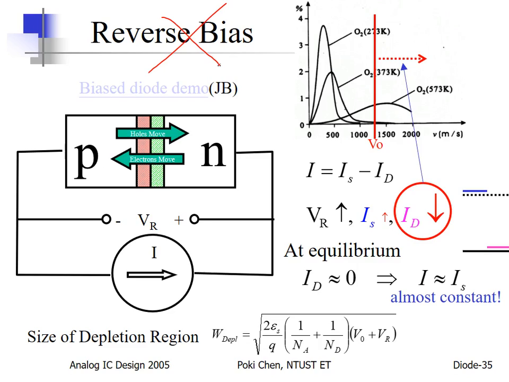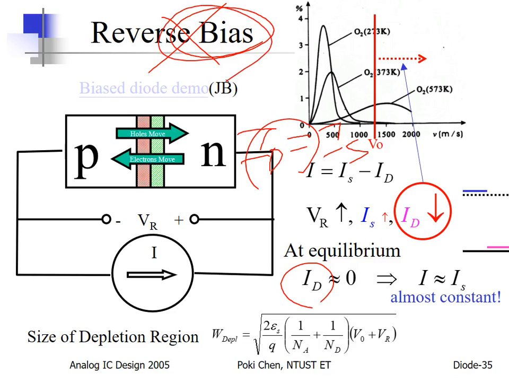For the diffusion current and drift current, they are balanced, ID and IS. From the very beginning, the diffusion current is balanced by the drift current. Diffusion current is outside the depletion region, drift current is inside the depletion region. In this way, they can balance each other. But right now, the balance is broken by such kind of bias.